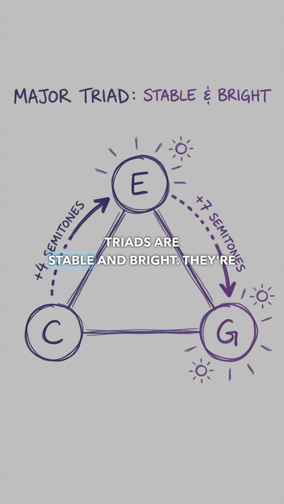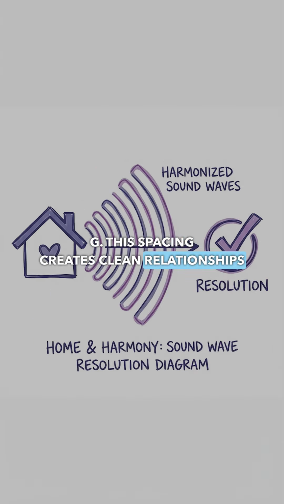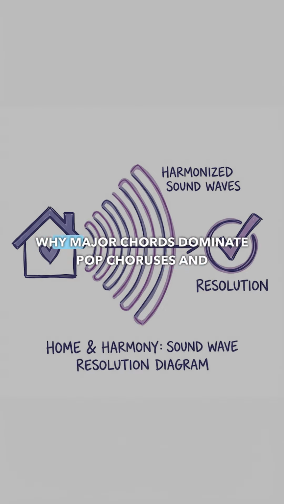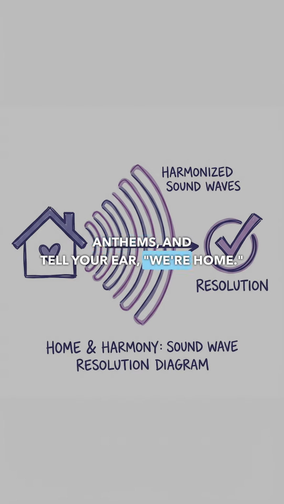Major triads are stable and bright. They're built from a root, a major third, and a perfect fifth, which is plus 4 semitones and then plus 7 from the root. C major is C E G. This spacing creates clean relationships between the notes, so the sound feels resolved and complete. That's why major chords dominate pop choruses and anthems and tell your ear we're home.